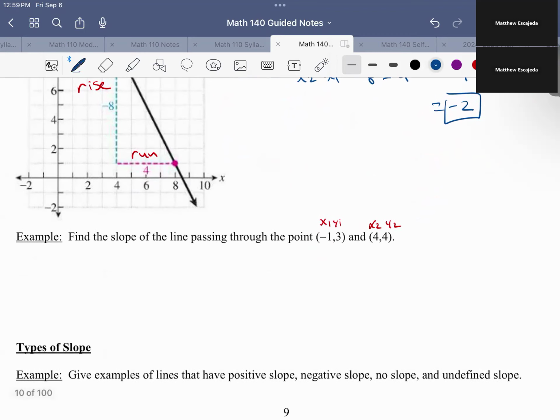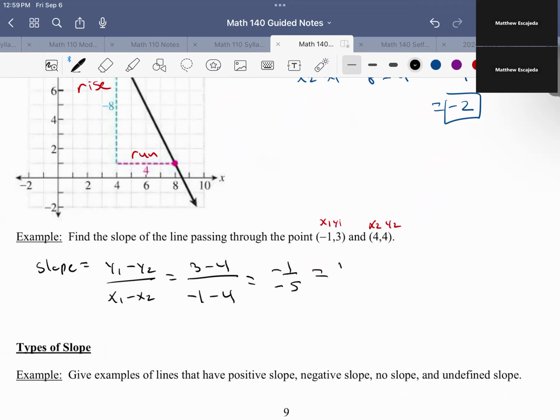So here, the slope, remember, I could do it the other way around, y1 minus y2 over x1 minus x2. We would get the same answer anyways if we did the twos in front. But this would be 3 minus 4 over -1 minus 4. This is just -1 over -5, which is just 1/5. Okay, great.